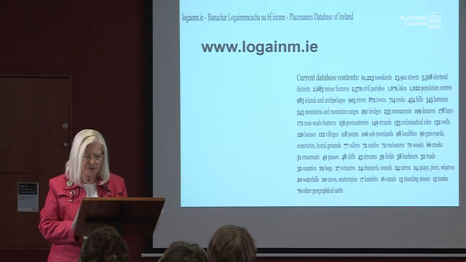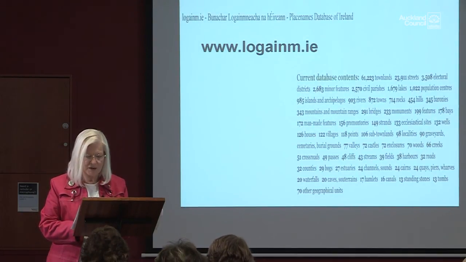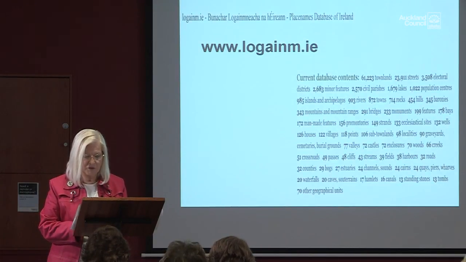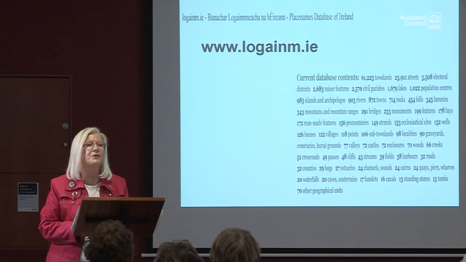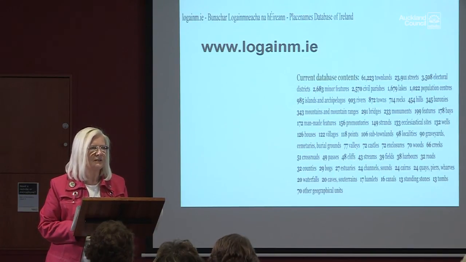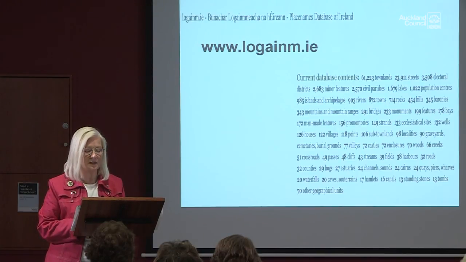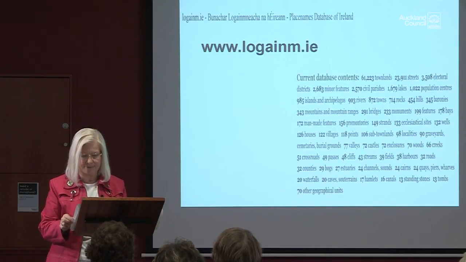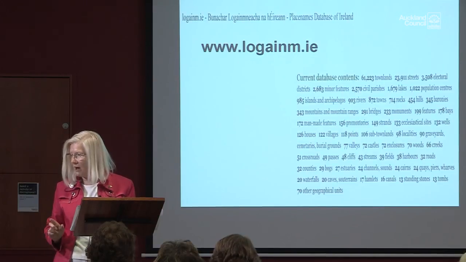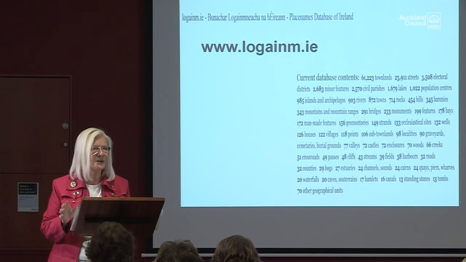3,508 electoral districts, 2,570 civil parishes, 872 towns, 345 baronies, 122 villages, 106 sub-townlands, and 39 fields. I've added the fields for a little part at the end of this demonstration. But the website I have highlighted there quite large. Very nice to go on.